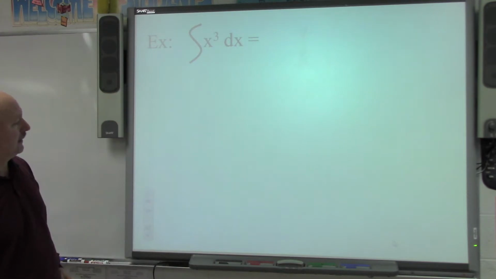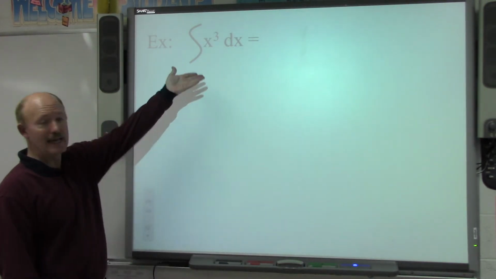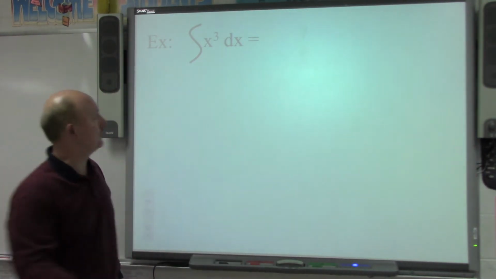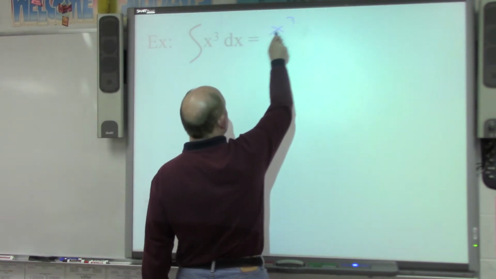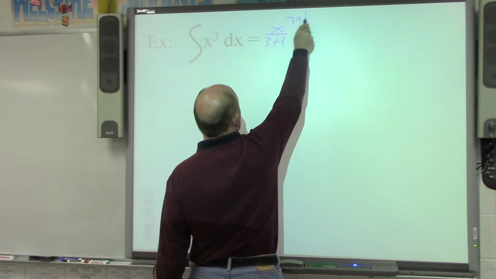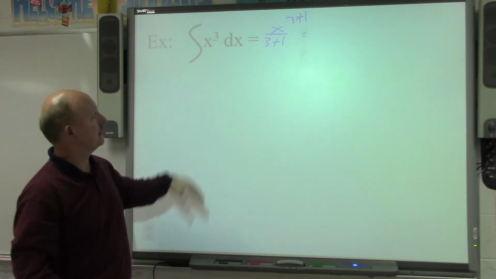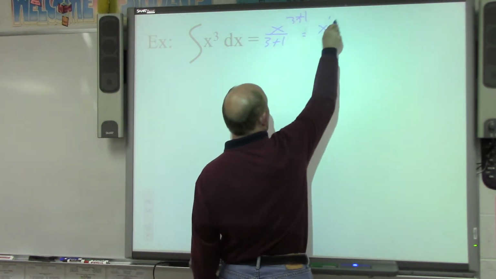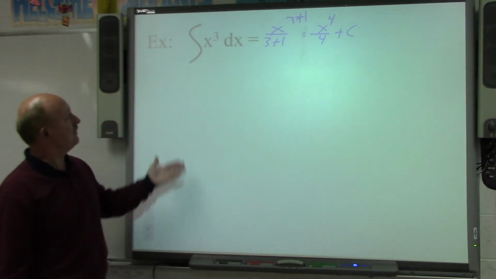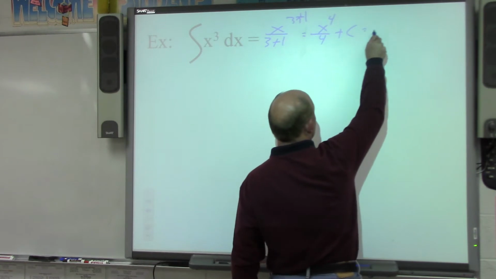Now, a little example here, and this is real simple. We have x to the 3rd power here. Let's find the antiderivative using the general power rule. The exponent is 3. So this will give us x to the 3rd power plus 1, divided by 3 plus 1. Adding 1 to your exponent and dividing gives us x to the 4th power over 4 plus c. So the antiderivative of x to the 3rd would be x to the 4th over 4 plus c. Now if you want to, you can write this like so.